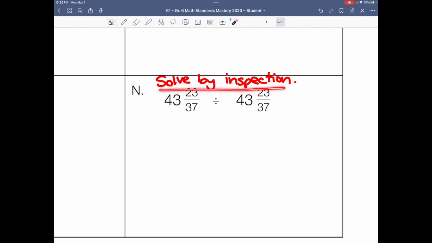And what this means is to just look at the problem, and by simply looking at the problem, you will be able to figure out the answer without doing any calculations. So notice that 43 and 23/37 is the same as this 43 and 23/37. And any number divided by itself equals 1. So the final answer for this problem is simply 1. Box your answer.